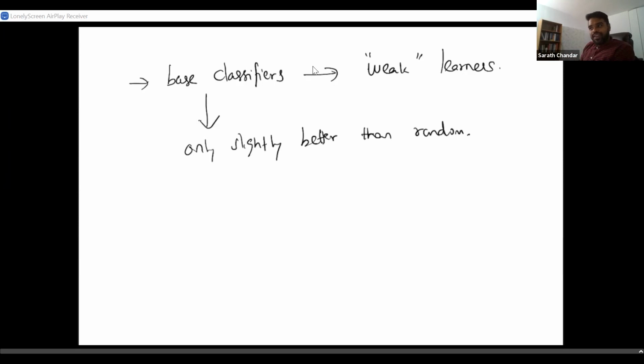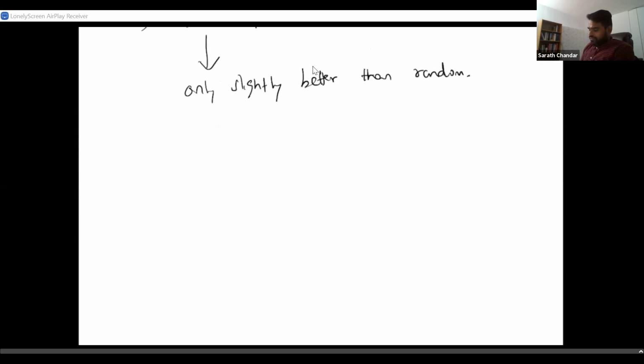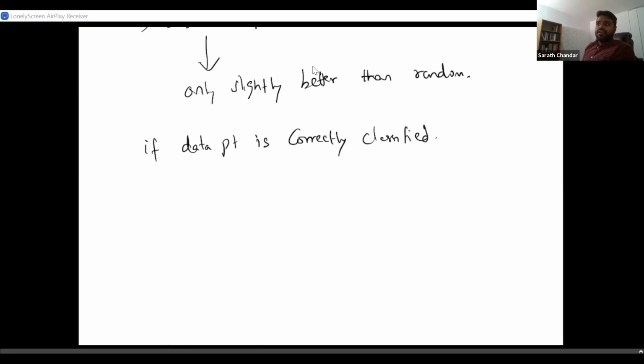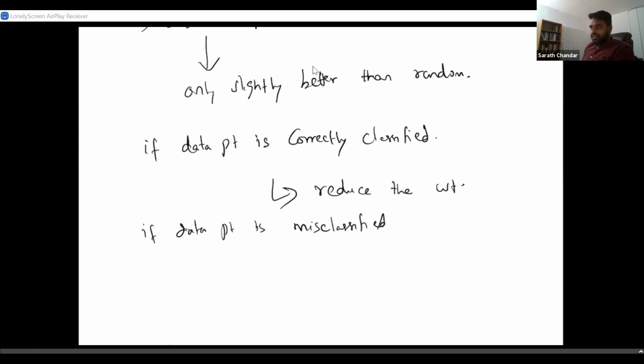So normally you go with weak learners. And how are we going to weight things? We are going to discuss that in detail, but the basic idea is if a data point is correctly classified, then reduce the weight. And if the data point is misclassified, then you increase the weight. Is that clear? We will look at an example after we go through the details of the algorithm.